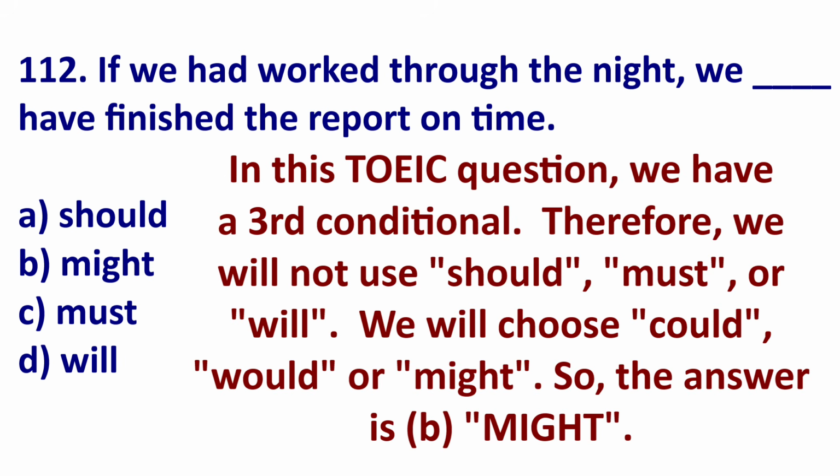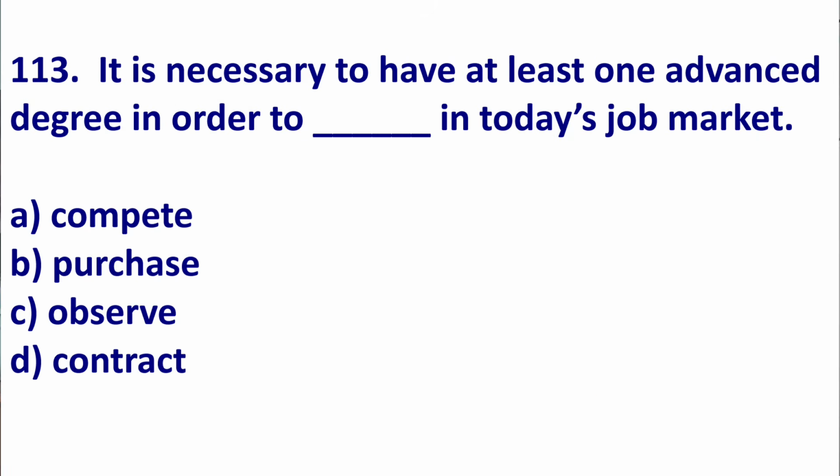So let's go back to the TOEIC question. We know we have a third conditional. If we had worked through the night, well, as I said, we usually use could, might, or would in a third conditional. Do we have any of those? Yes, we have might. Let's go to 113.